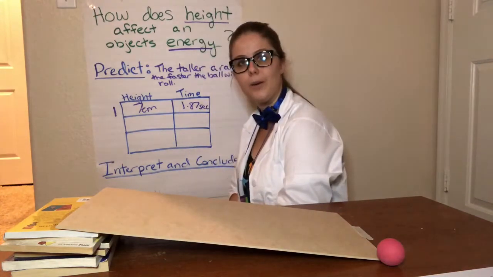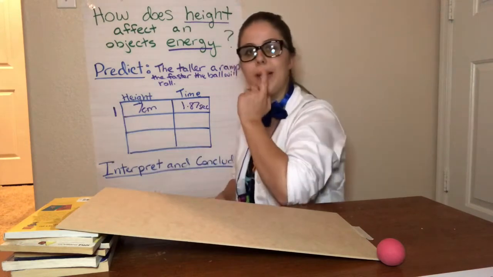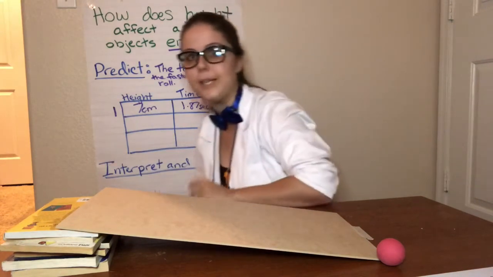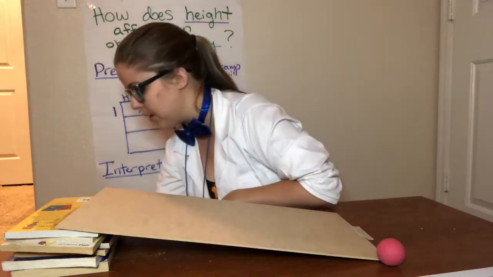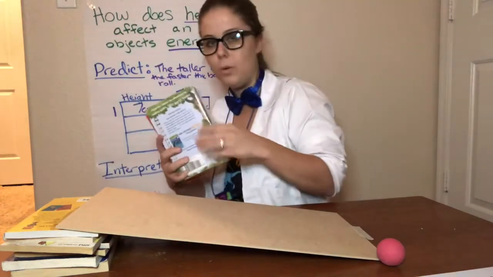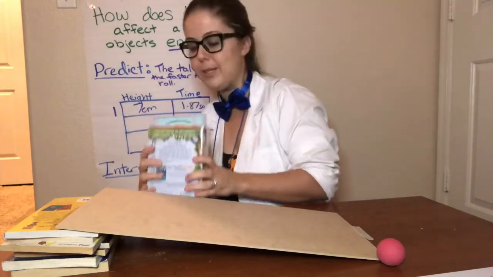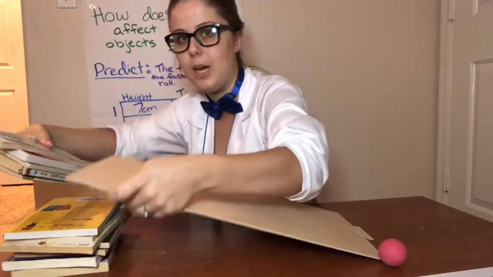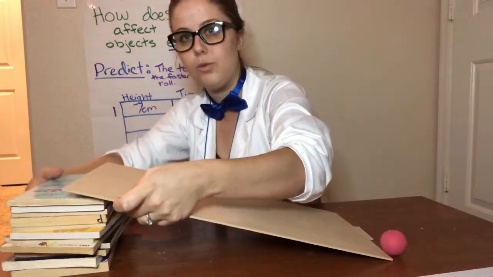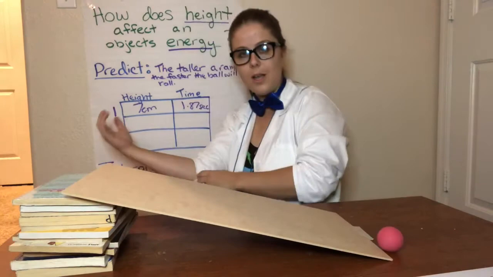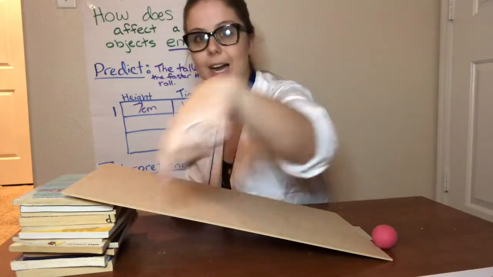You're right. We are going to make it taller. Oh my gosh, Miss Gurley, you're crazy. All right. I'm going to take a few more books. Ooh, we see that Magic Tree House book? What? We're going to take a few more books, and I am going to put it underneath my stack of books. Ooh, okay. We have a higher ramp now.